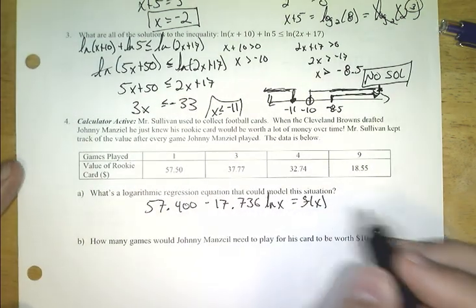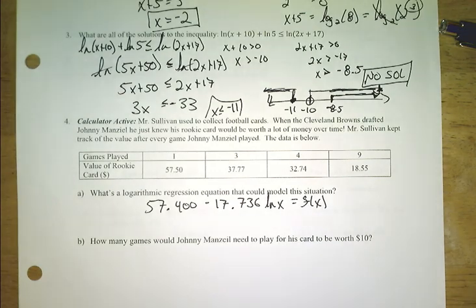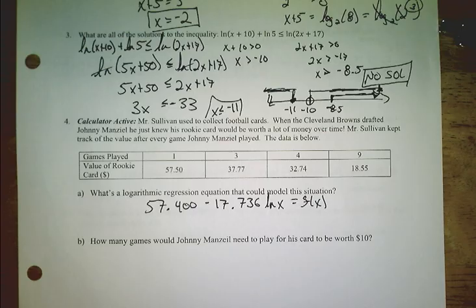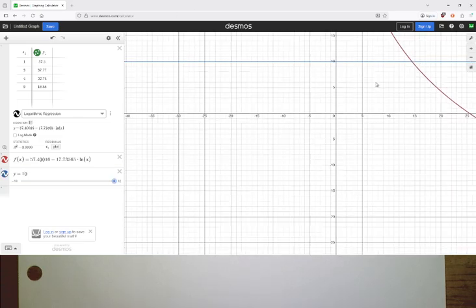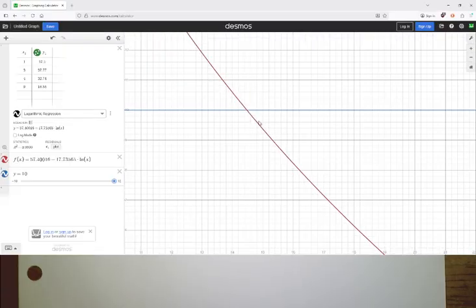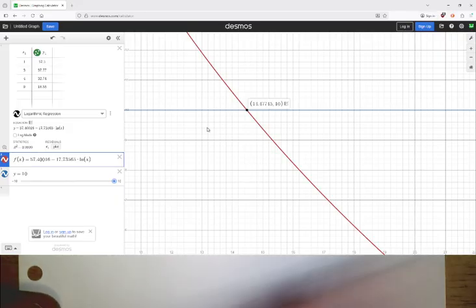So we're going to set this entire thing equal to $10, and then we can solve it. Or since we have a calculator, 10 is a y value, so we can say y equals 10, and we can see where these two lines intersect. So we go over here, and we can see they intersect right there. So after 14 and a half games, or after 14 games, or after 15 games, his card would be worth about $10.